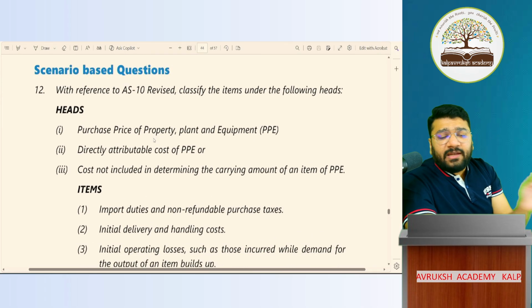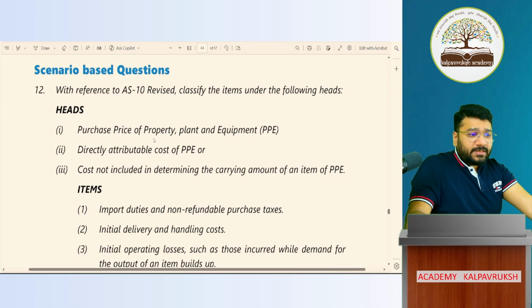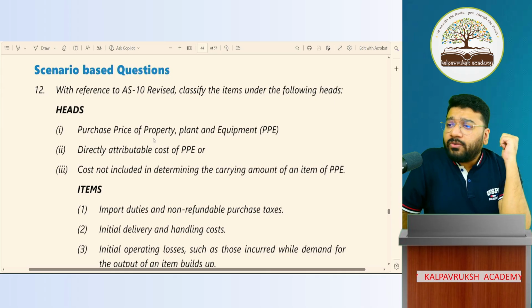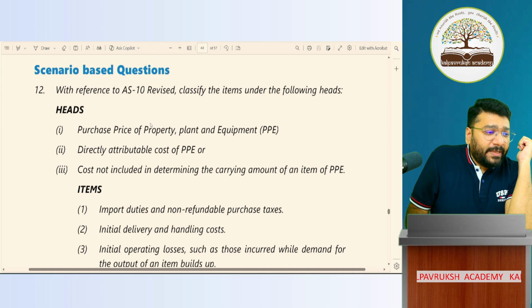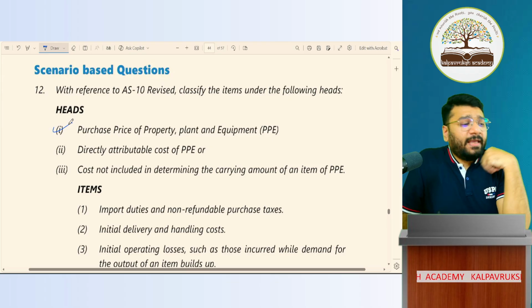They're telling, with reference to AS 10, classify the items under the following heads. They've given the list of expenditure items. You have to classify whether this is purchase price of property. Purchase price of property, can I say, is called PC?